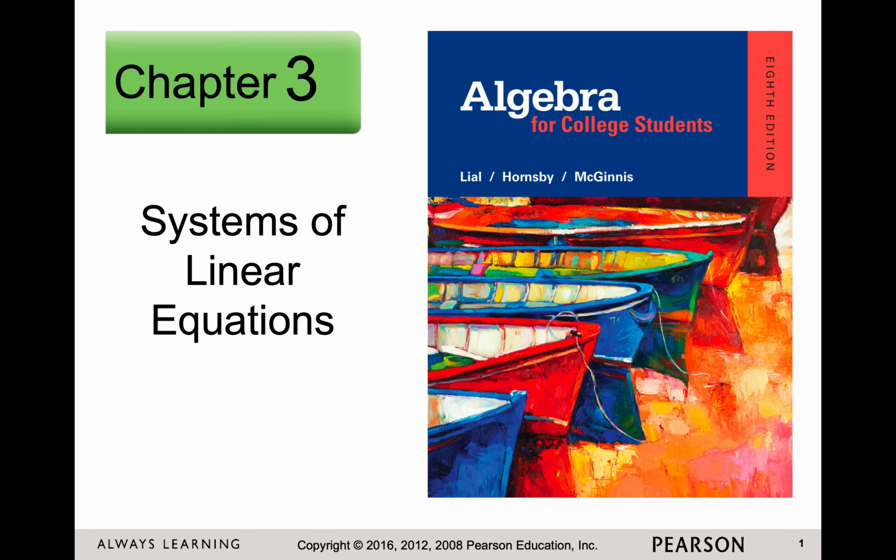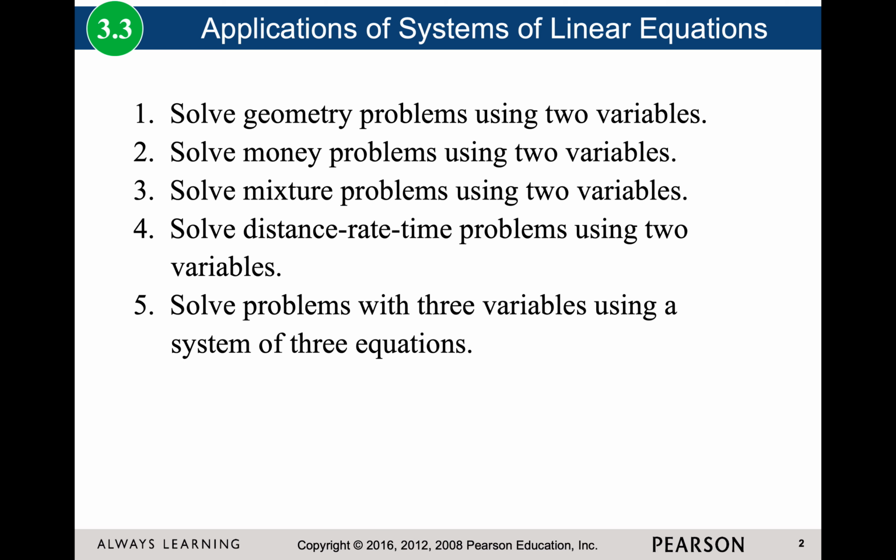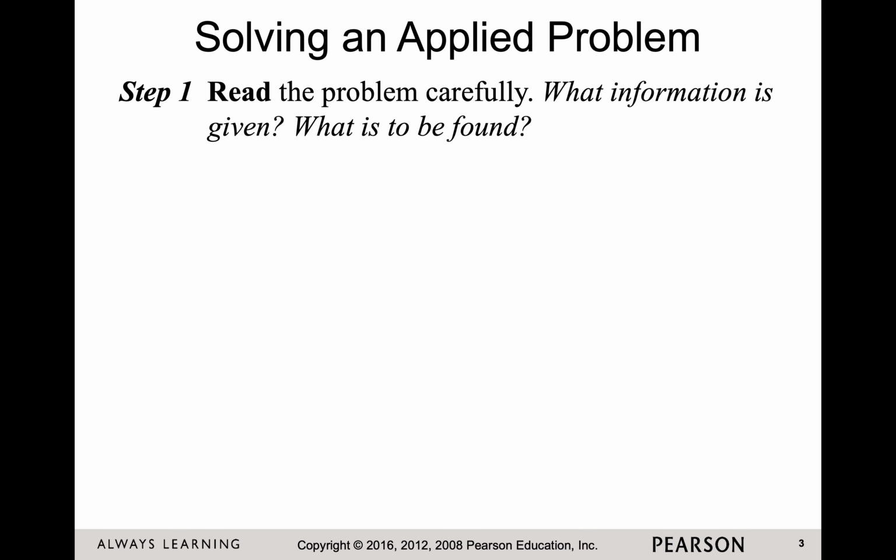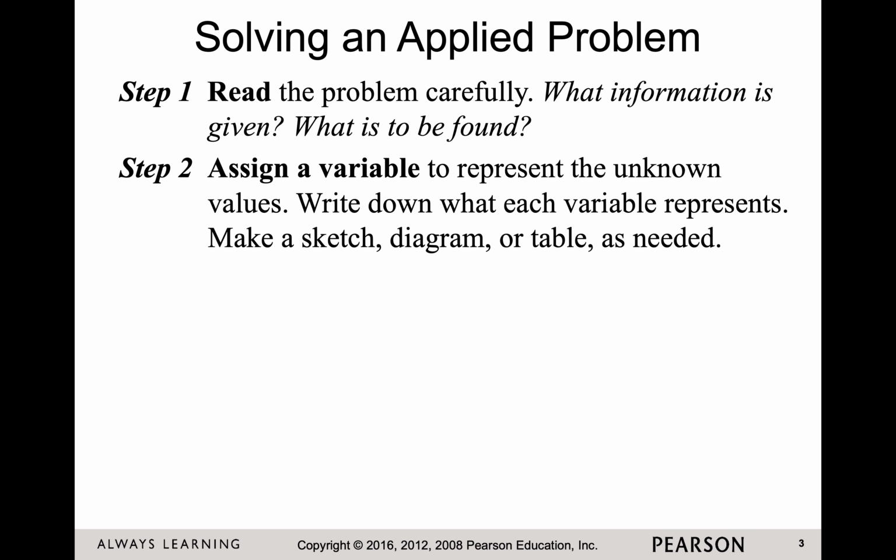3 by 3 process was a little bit much. So let's look at what happens when we actually have the application problems. Anytime we do an application problem, it really takes 2 read-throughs to figure out the best way to solve it. So we want to look at what information is given and what am I finding. Then I'm going to assign a variable to what the unknown value is.